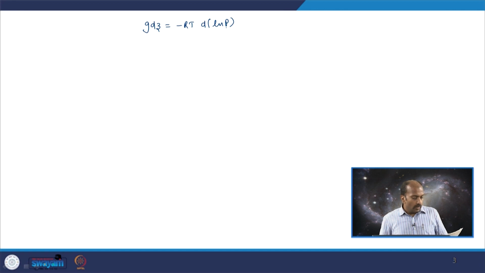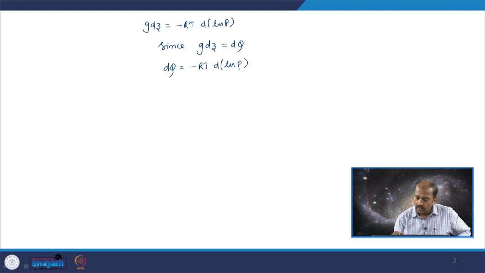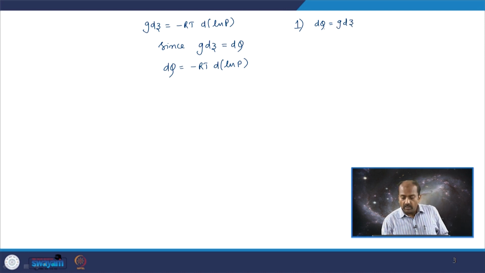Right. Since g dz is simply d phi, we can write that d phi is minus RT times d ln p. So one very important relation is d phi is g dz. That means the rate at which the potential changes with respect to the height is the gravity field, right?